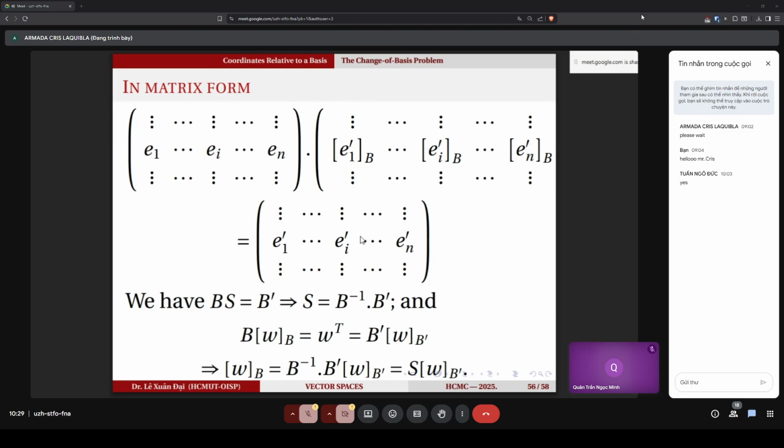Wait, this is for B prime. So what we're going to use here for the coordinate vector W of B, you can use this equation: S times W of your B prime. If you have an S already, the transition matrix, and you have another coordinate vector with your B prime, you can get the coordinate vector W of your B there. Just multiply them, okay? And that's it.